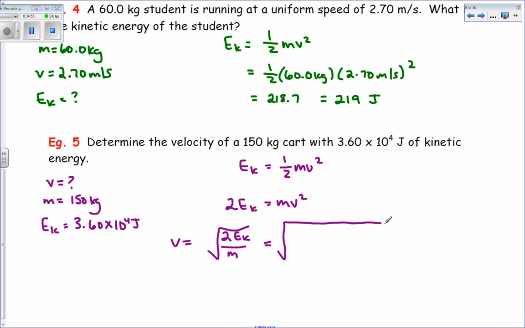That is probably the most commonly rearranged formula used in physics in high school, is solving for velocity with the kinetic energy formula. So 2 times 3.60 times 10 to the 4 divided by 150 kilograms. And then a very common mistake is to forget to square root, so don't forget to do that. 21.9 meters per second is a much more reasonable answer for velocity than, say, 400 meters per second.